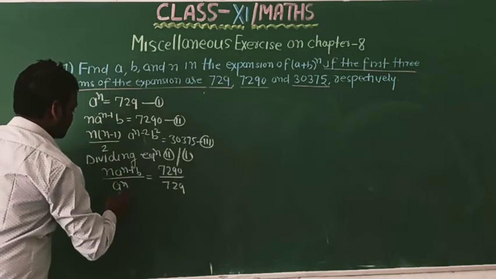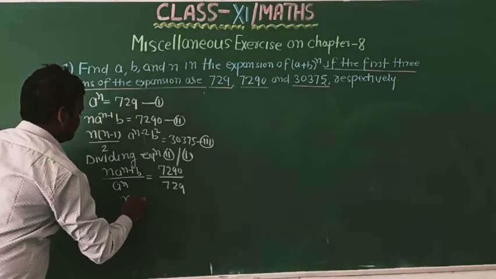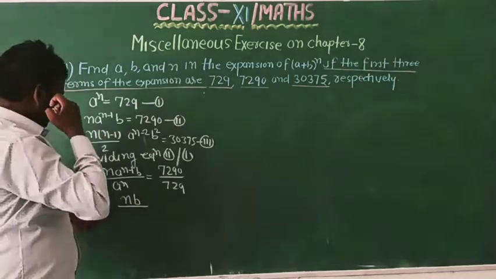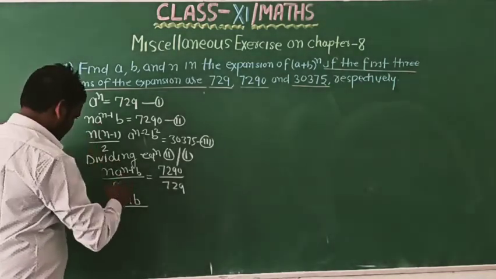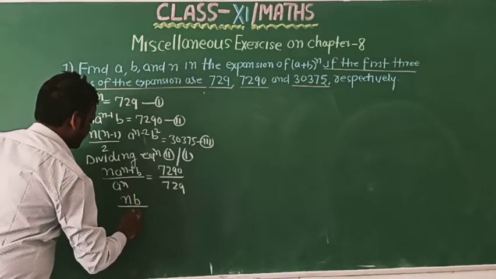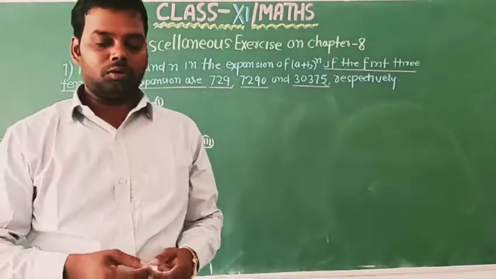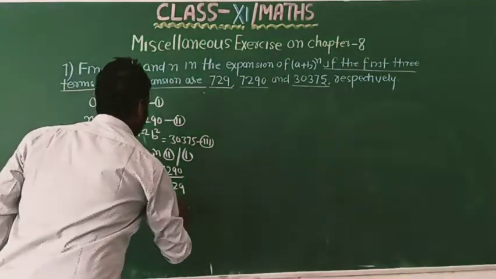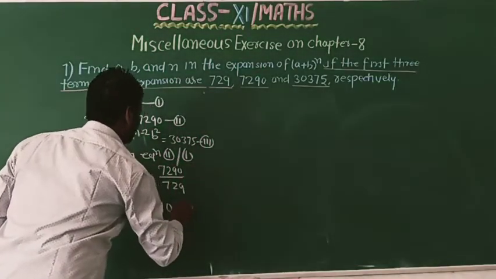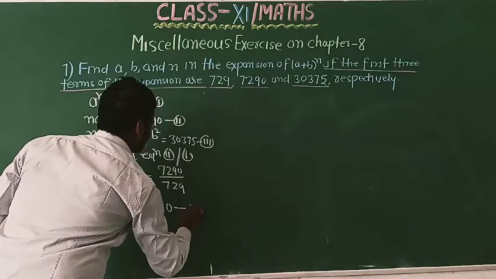So this is n b upon a equal to 10. n b upon a equal to 10. Say this is equation number 4.